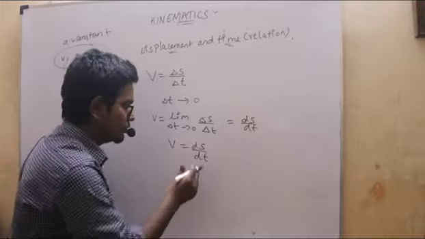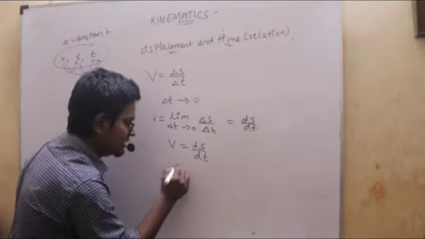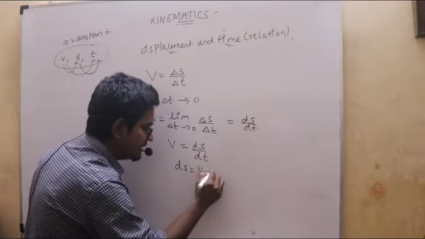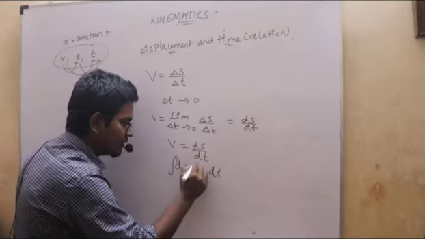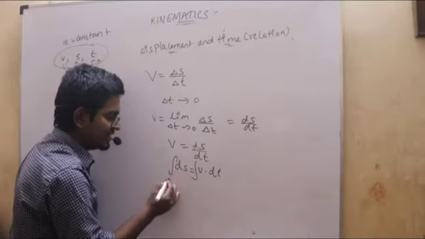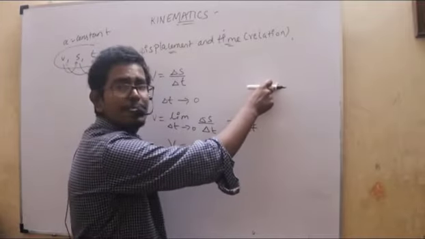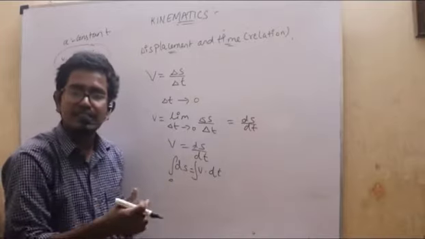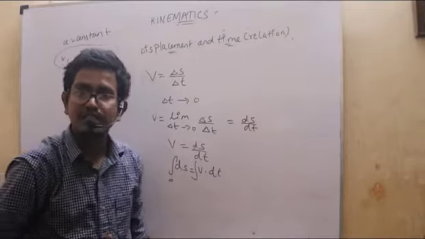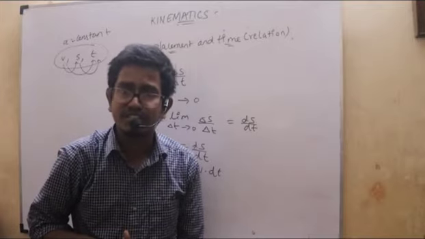Next step, what I am going to do is that I am keeping my ds here and I am bringing this dt here. So ds is equal to v dot dt. I am going to integrate these two. And what is the position? Initially s is equal to 0 meter. Definitely if my object is here, it is not yet started, my car is not yet moving. That means it is at 0 meter. Right? It is not yet started. It is at the rest state.